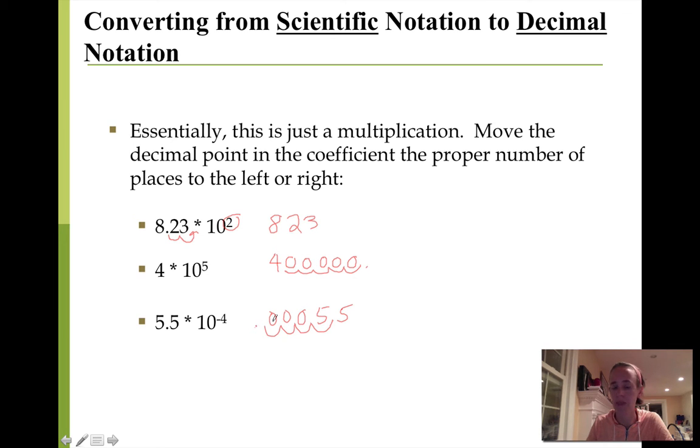And again, filling in those empty spots with zeros. Most common mistake I often see with this kind of conversion is wanting to add 4 zeros in here. But remember that you're moving the decimal point 4 places, so there ends up being 3 zeros there.